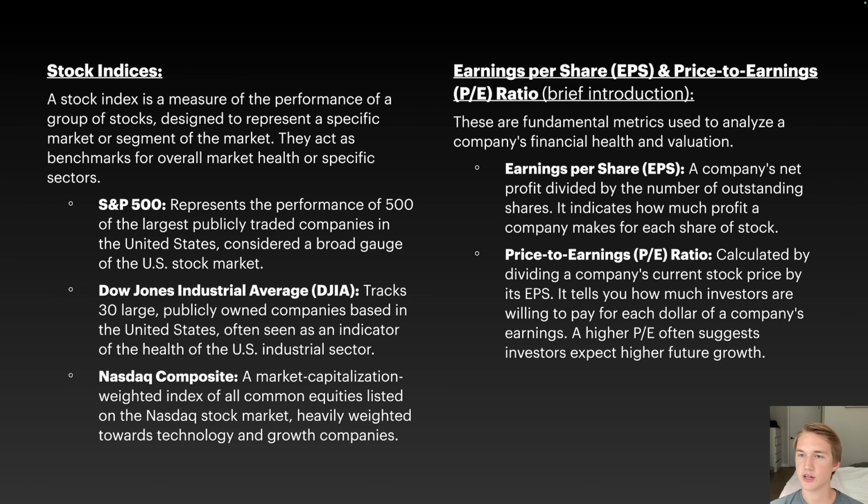Price to earnings ratio is similar. It's calculated by dividing a company's current stock price by its EPS. It tells you how much investors are willing to pay for each dollar of a company's earnings. A higher PE often suggests investors expect higher future growth. So if a company like, I'm sure many of you have heard of PLTR, Palantir, its growth metrics are insane right now, so they're valued at a much higher PE ratio than every other stock you'll find in the S&P 500.